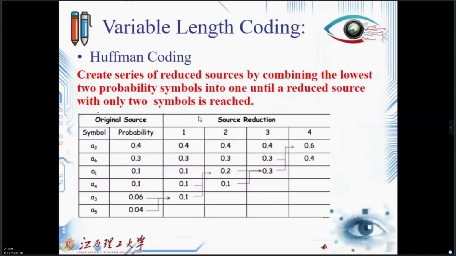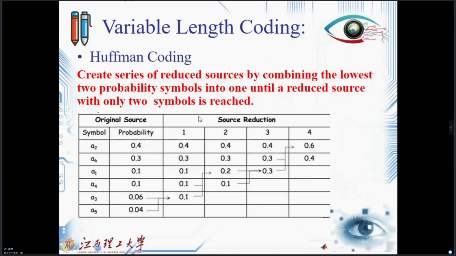For the second step, we have the lowest probability of 0.1. We just take the last two, add them together, and it becomes 0.2. For stage 3, we have the least probabilities of 0.1 and 0.2. We will add them together, which becomes 0.3. And at the end, just the last 0.3 will remain. We will add them together and it becomes 0.7.